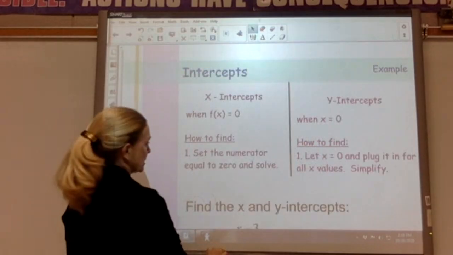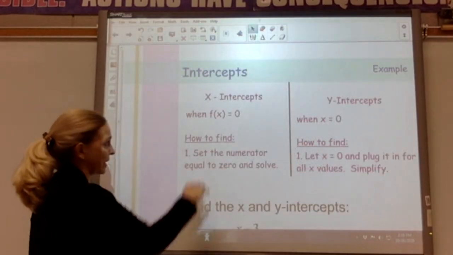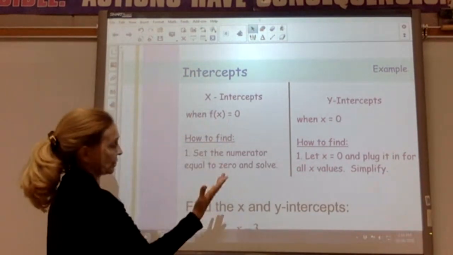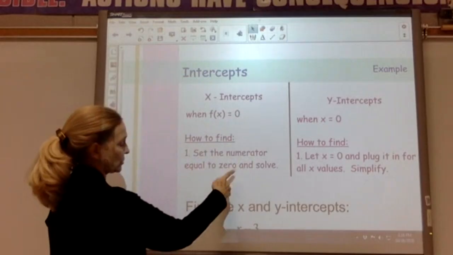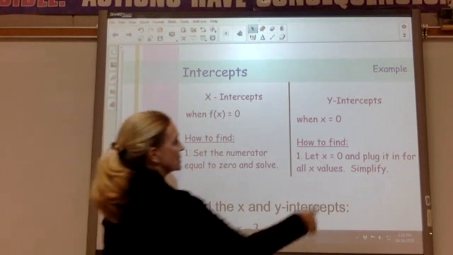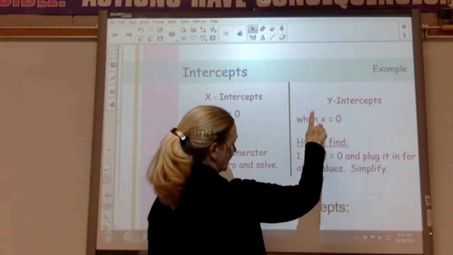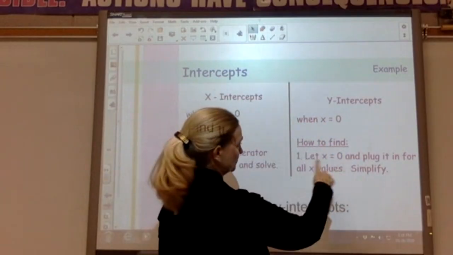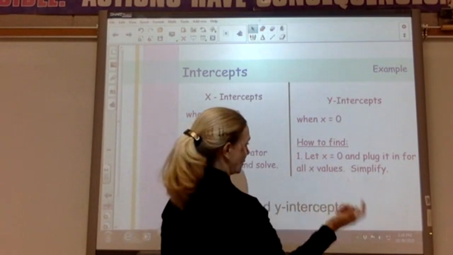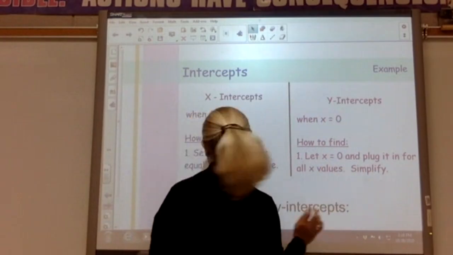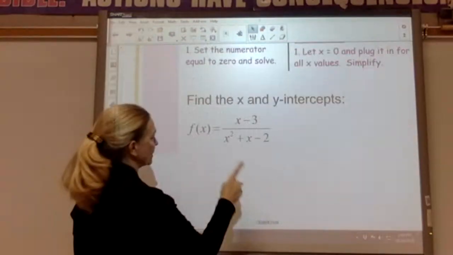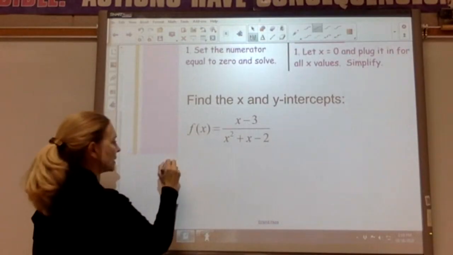All right, now intercepts. To find the x-intercepts, this is when the graph is equal to 0. So you set the numerator equal to 0 and solve it. To find the y-intercepts, this is when x equals 0. This is like y equals 0, and this is x equals 0. How do you find this? You plug in 0 for all your x's, and then you simplify what you have. Okay? So, in this problem, they want us to find the x and the y-intercept.